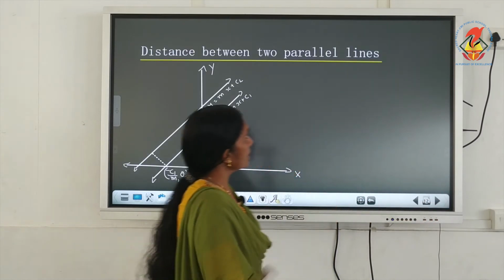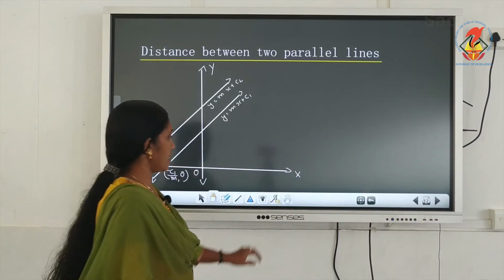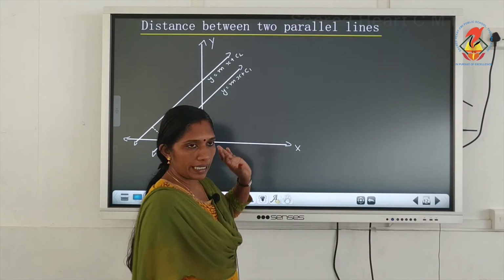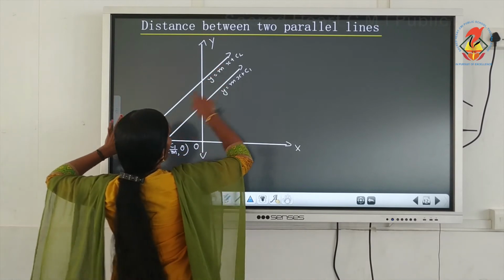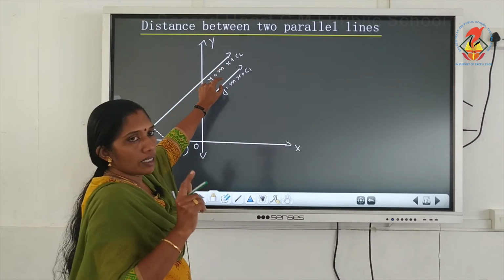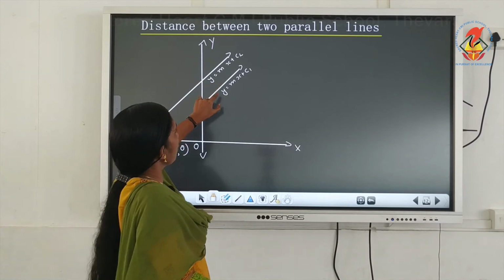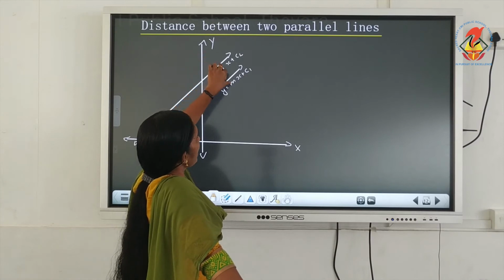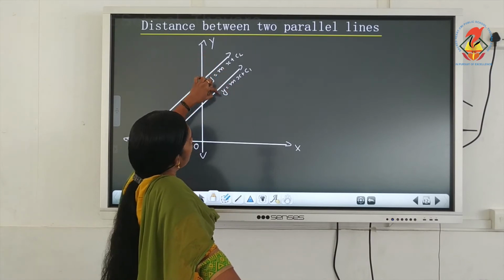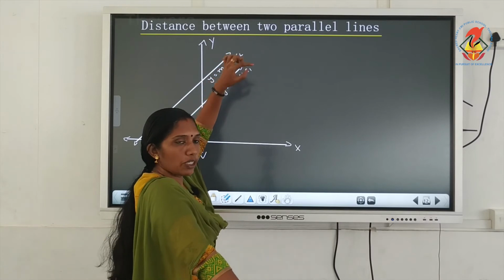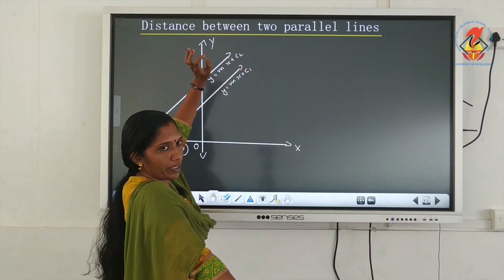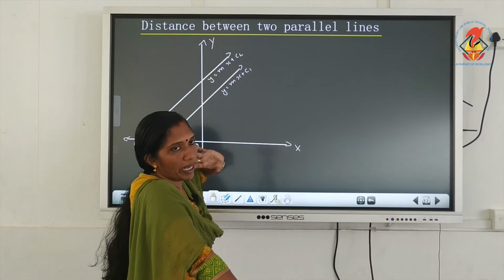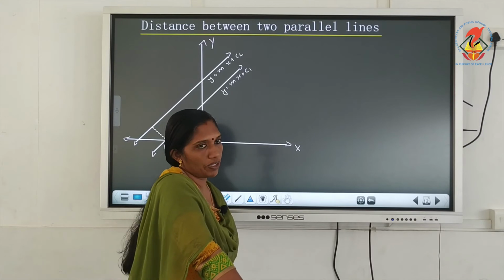Now the next is, what is the distance between two parallel lines? Two lines are parallel means their slopes are equal. So here, two parallel lines, equation in the slope intercept form, that is y is equal to mx plus c. Since the slopes are equal, m is the same for these two lines. So y equal to mx plus c1, that constant will be different. The second one is y is equal to mx plus c2. So these are two parallel lines. What is the distance between them?